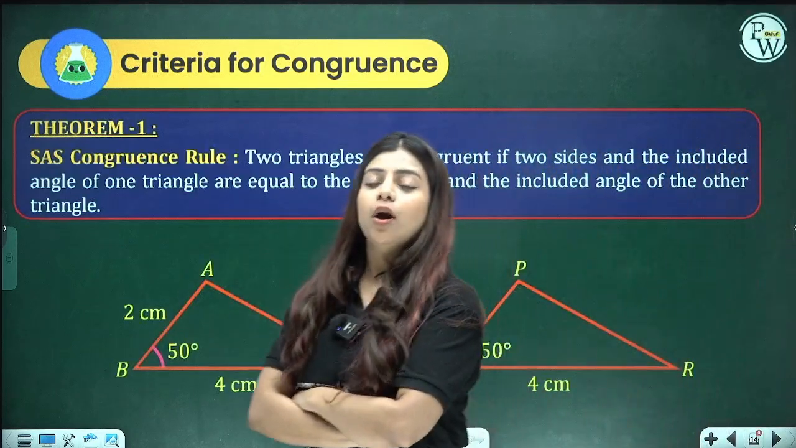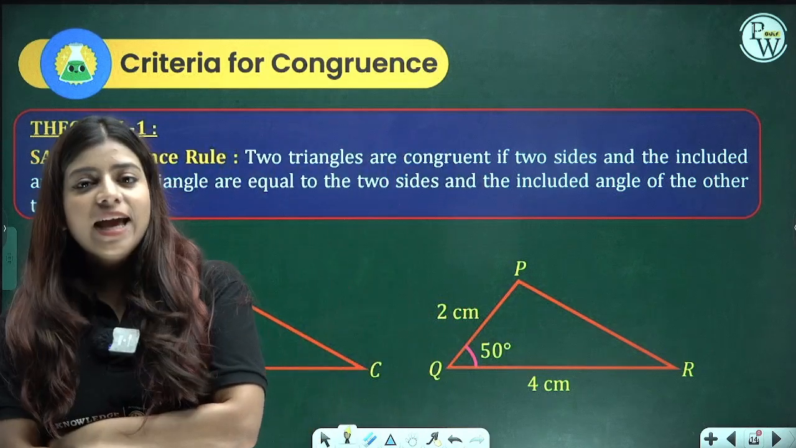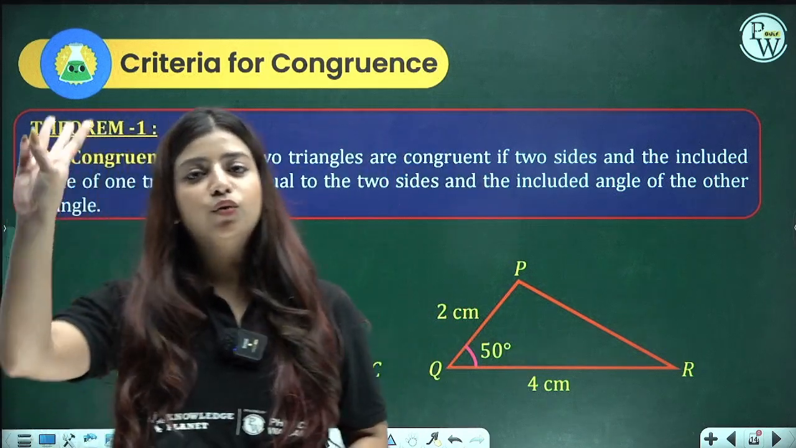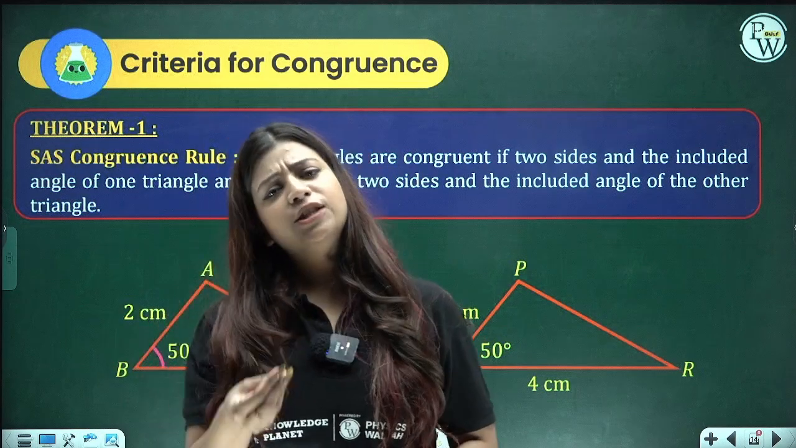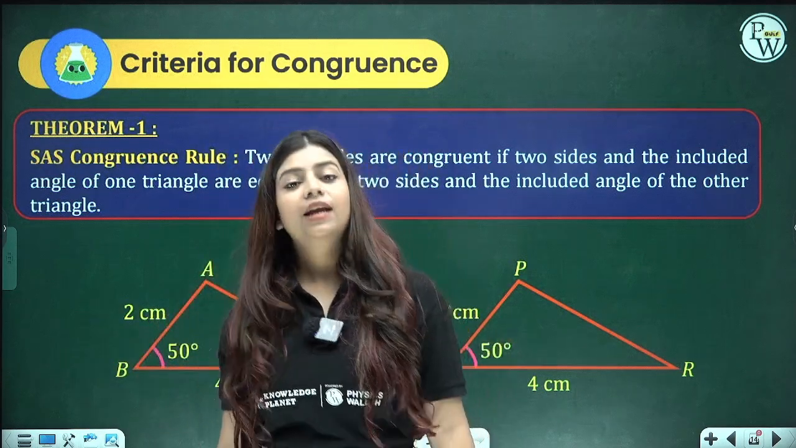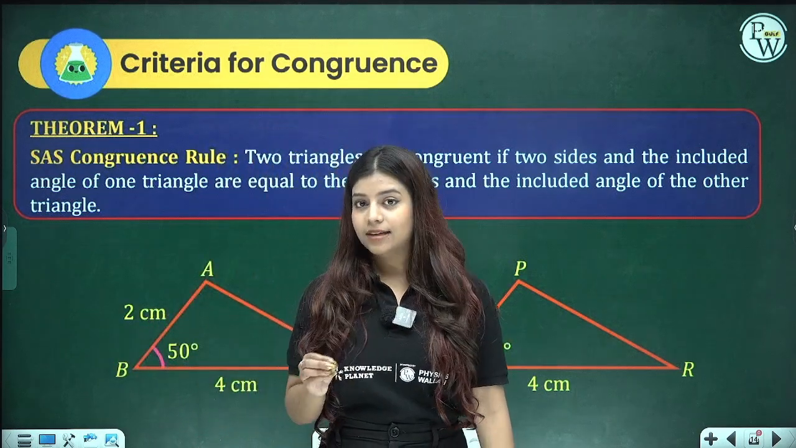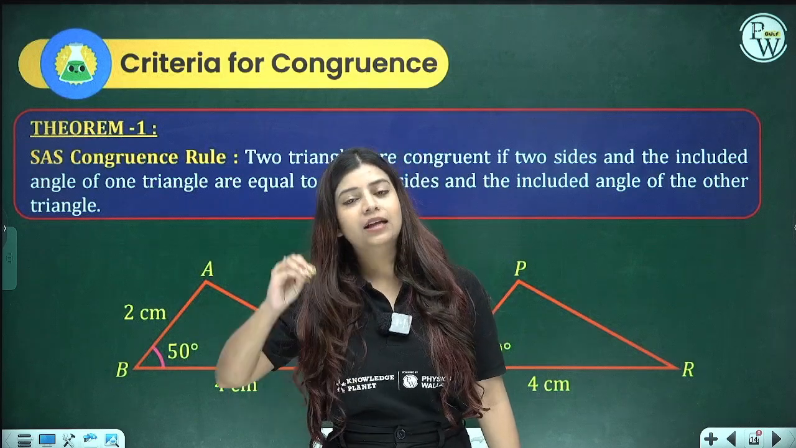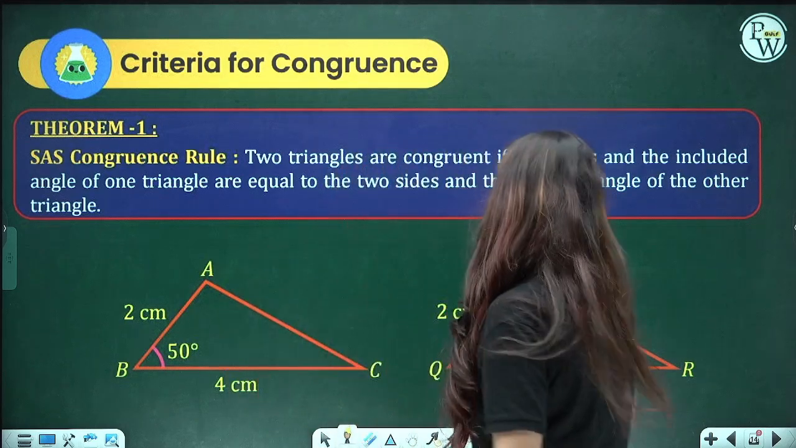So the first congruency criteria that you have is SAS. I told you three things will be required, a combination of angles and sides. That is it, right? SAS. Side, angle, side. Now what does it mean?